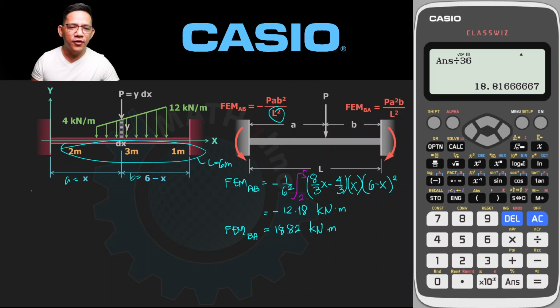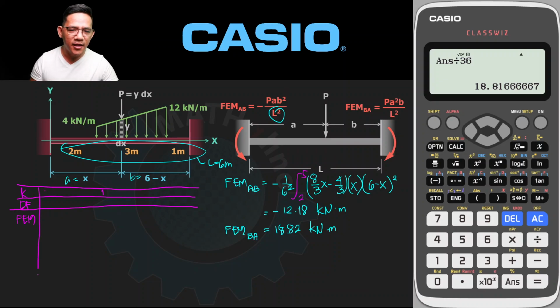Let us tabulate our results. For the moment distribution method, we have this beam stiffness. The next is the distribution factor, and the next is the fixed end moments. So we have this tabulation. Okay. We only have one span, so our K, the beam stiffness, is 1. This is the A and this is the B. For the whole beam, the distribution factor here, for the original beam, this is a fixed end, this is actually 0, and here is 100%. Okay, the distribution factor. The fixed end moment is negative 12.18. The value here is 18.82. That's it.